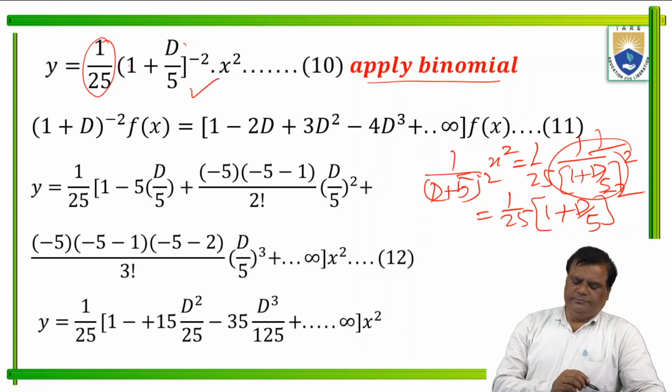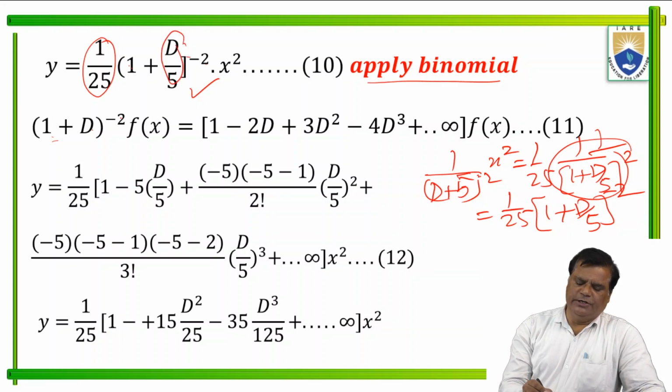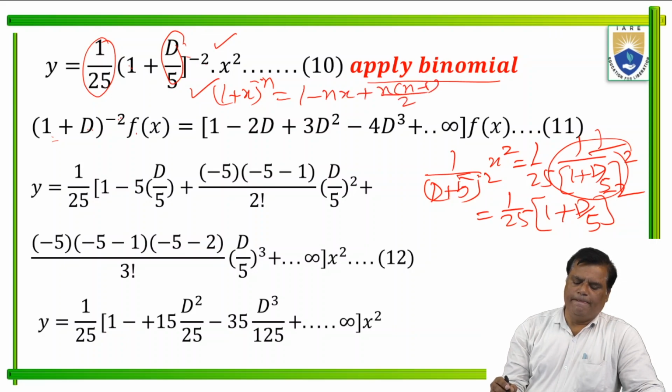Apply the binomial formula here, for 1 plus D to the power minus 2. Here this is 1 plus D, total to the power minus 2. 1 plus D to the power minus 2, f(x) equals, alternating sign is there. We apply here the formula 1 plus x to the power minus n: 1 minus nx plus n into n minus 1 upon factorial 2 into x square, plus n into n minus 1, n minus 2 upon factorial 3 into x cube.